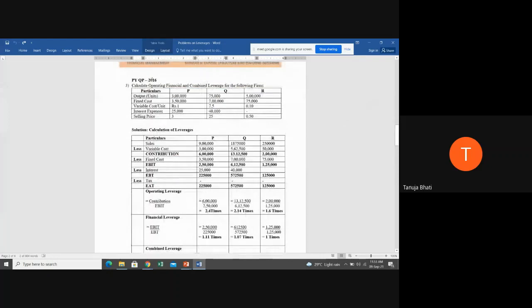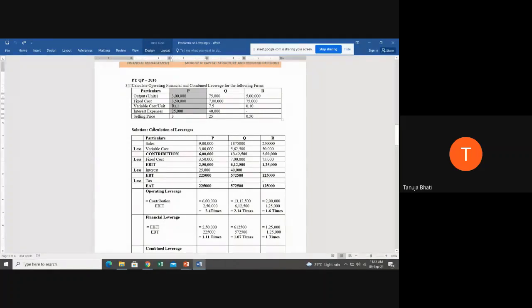This is from the previous year question paper 2016. Calculate operating, financial, and combined leverage for the following firms. So there are P, Q, R. Units are separately given: 3 lakh for P, 75,000 for Q, 5 lakh for R. Fixed cost is given, variable cost per unit is given. Interest expense is nothing but again your financial cost, and selling price is given. Now I will solve it for P, and on the same lines you have to solve it for Q and R.